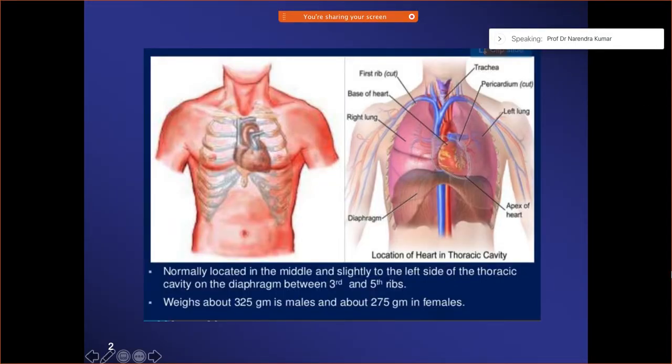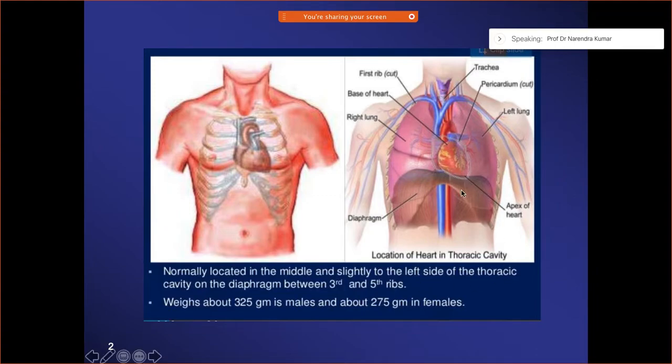Indeed, this is a very special organ. We all are aware that it's not exactly in the center, but slightly towards the left side as well. If we can remember our first year of anatomy in the dissection days, it lies on the diaphragm, especially between the third and the fifth rib, and it weighs up to 275 grams in females and up to 325 grams in males, in fact.